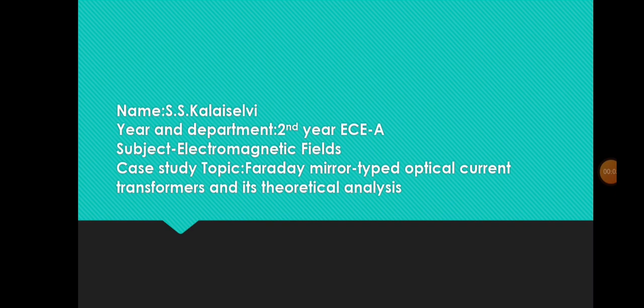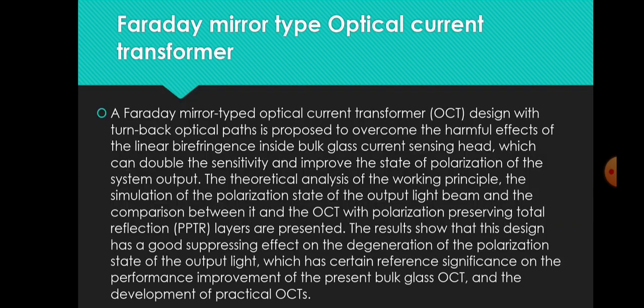I am going to present a case study on the topic of Faraday mirror typed optical current transformers in electromagnetic fields subject. A Faraday mirror typed optical current transformer designed with a turned back optical path is proposed to overcome the harmful effects of linear birefringence inside bulk glass current sensing head, which can double the sensitivity and improve the state of polarization of the system output.